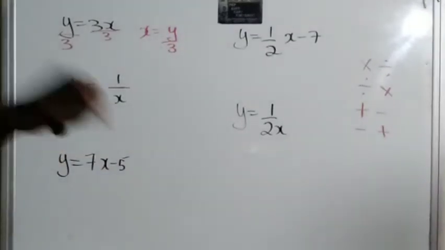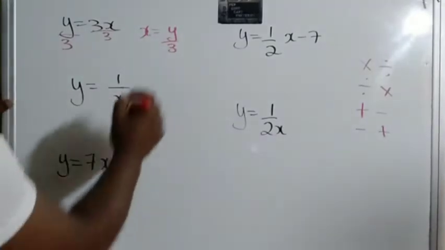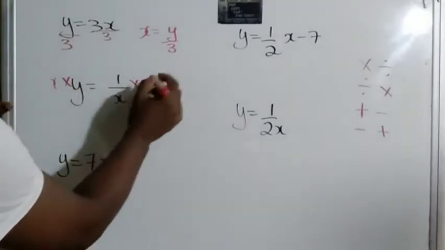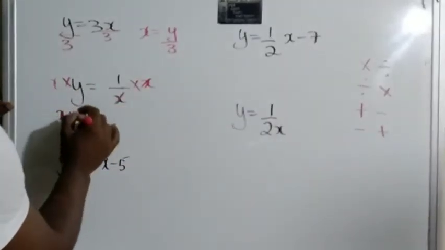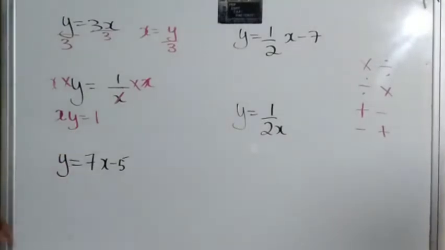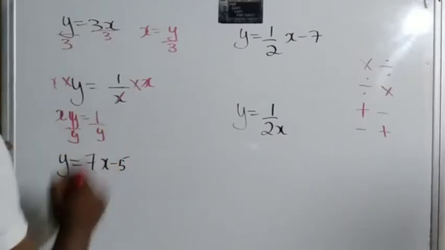Alright, this one is a little bit tricky because x is in the denominator. So what we can do is multiply both sides by x. So now we have xy is equal to 1. Now we want to get rid of this y, so we divide by y. So it's 1 over y.